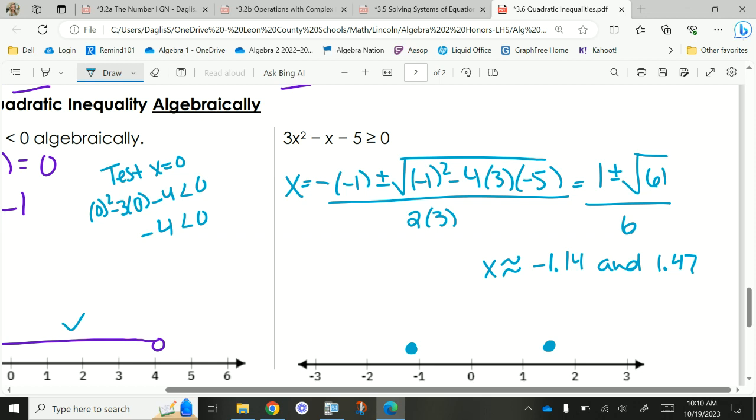Are they going to meet in the middle or bounce away? They're going to bounce away. How can we check? We could plug in 0, right? So if I plug in 0, those cancel. Is negative 5 greater than 0? No, so I shouldn't have 0 in my shade, so we're good.